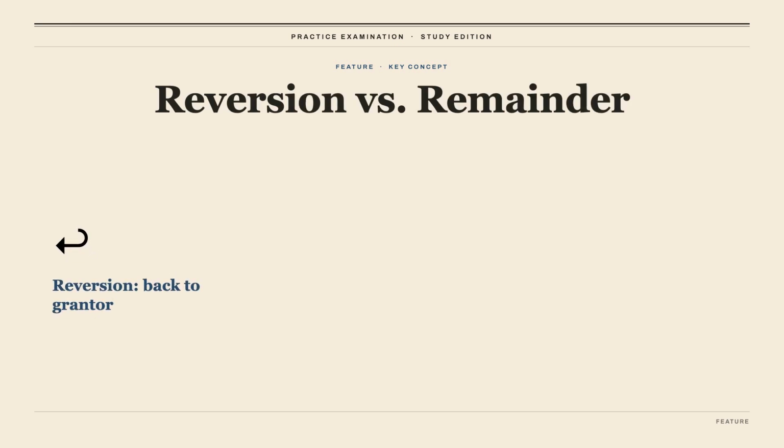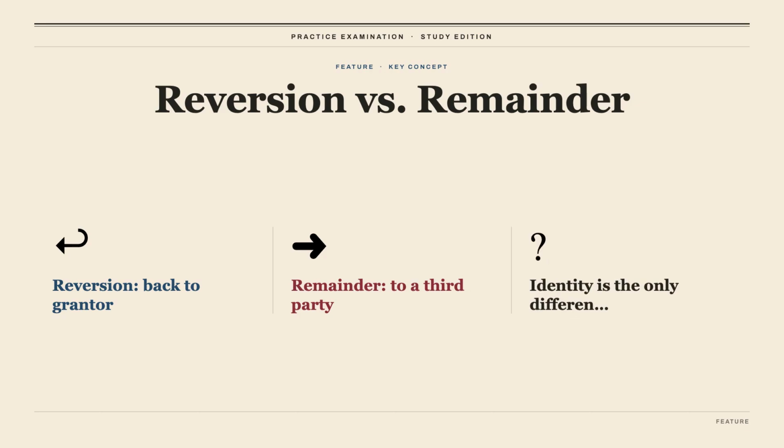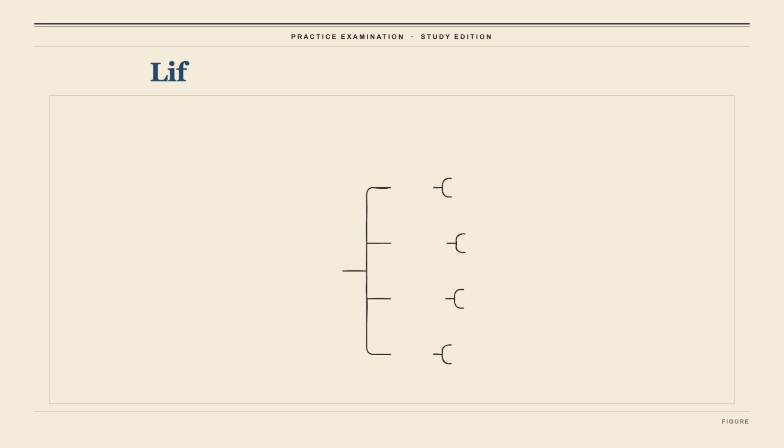The future interest waiting behind a life estate has one of two names, and only the identity of the holder decides which. If it returns to the grantor or her heirs, it's a reversion. If it goes to someone else named in the deed, it's a remainder.